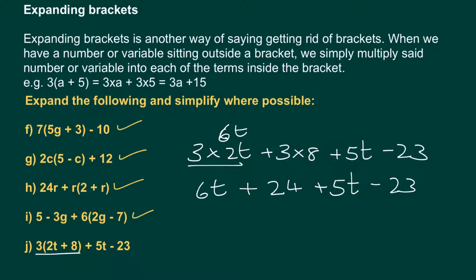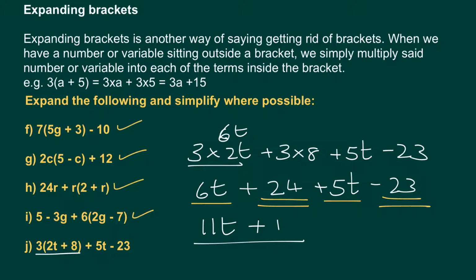Now let's underline our like terms. So we have 6t and 5t, which are obviously like terms, and we have the numbers 24 and minus 23, which are also like terms. So 6t plus 5t gives us 11t, and then plus 24 minus 23 gives us a plus 1. So the simplified version of this expression is 11t plus 1. Were you able to get the same answer?